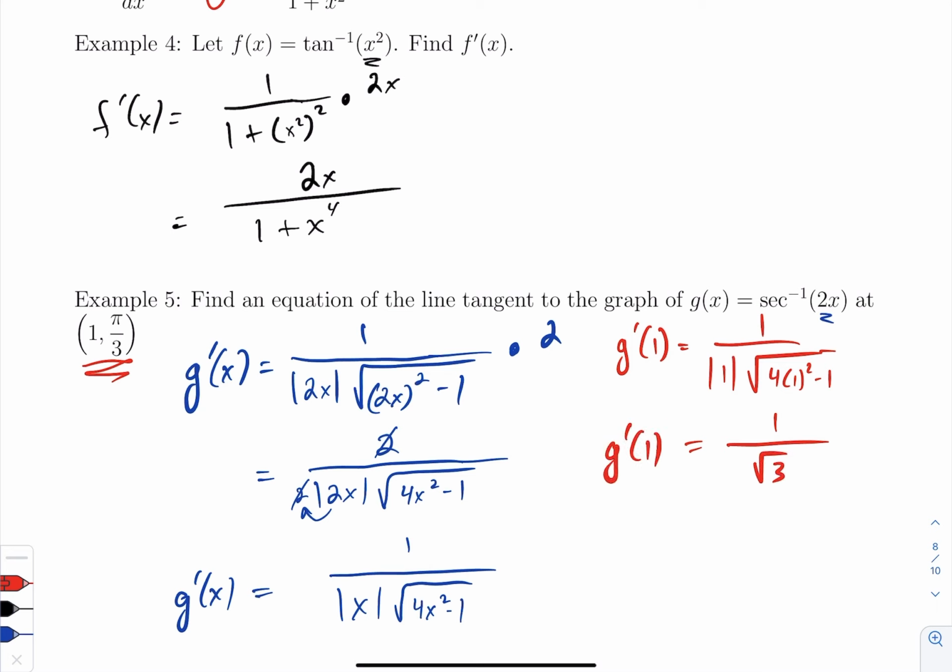Okay, so we have our pass-through point, 1 comma pi over 3. We have our slope, 1 over square root of 3. So we can put it all together. y minus y sub 1 equals m times x minus x sub 1. And there you have it.